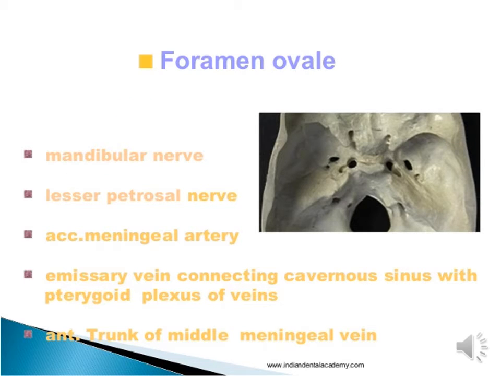Posterior to it, we have a larger foramen called the foramen ovale. It is oval in shape. It transmits the mandibular division of the trigeminal nerve, the third division of the fifth cranial nerve. And we have the lesser petrosal nerve, ascending meningeal artery, emissary vein connecting the cavernous sinuses with the pterygoid venous plexus, and the anterior trunk of the middle meningeal vein.